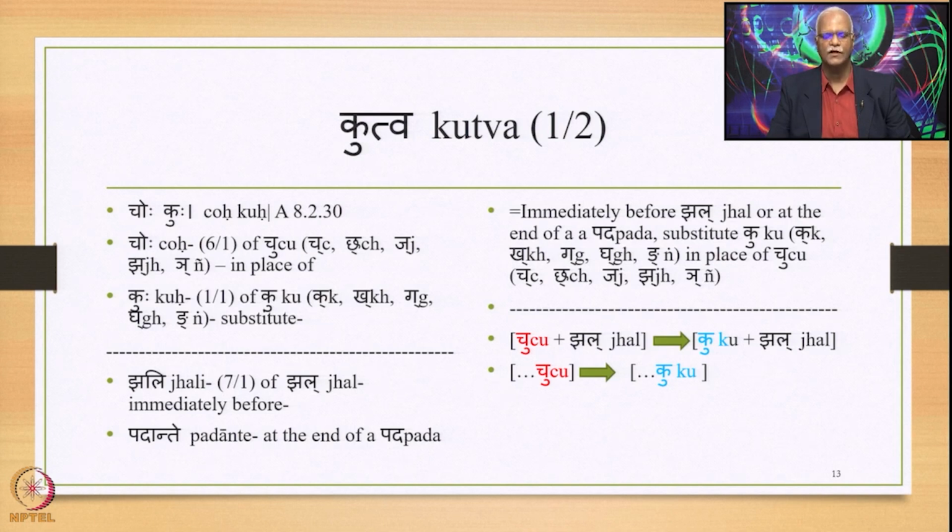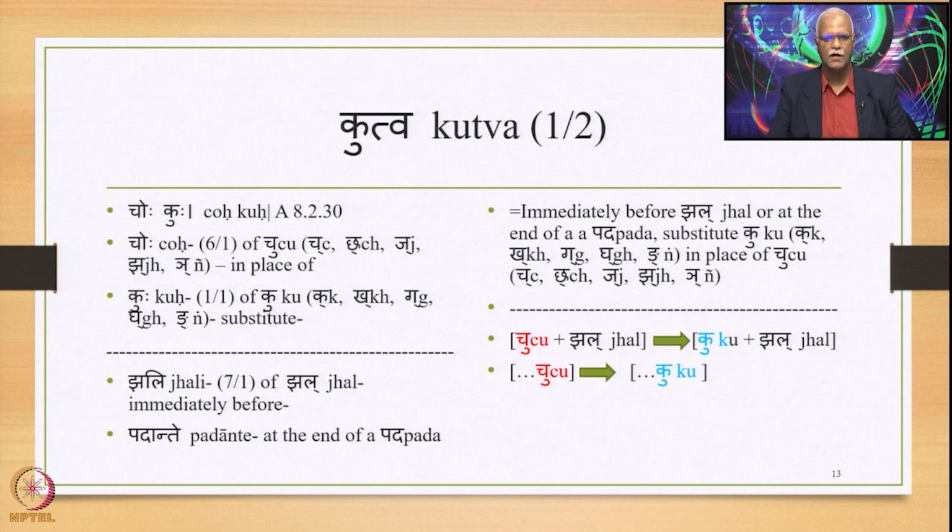Ha is included in the final sutra and part of jhal, so ha is obviously a part of jhal. Padante is also continued, which means at the end of a pada. So the meaning of the sutra is: immediately before jhal or at the end of a pada, substitute ku, that is kavarga, that is ka, kha, ga, gha, nga, in place of chu, that is cha, chha, ja, jha, nya.